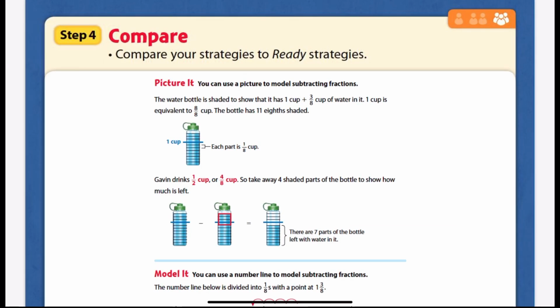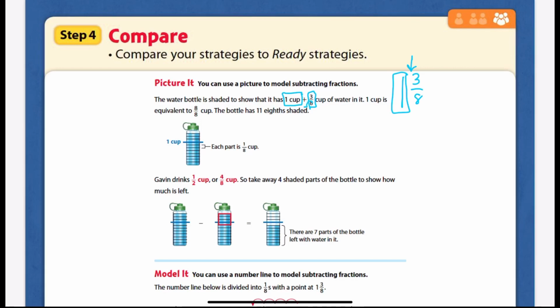All right, so let's move on and picture this problem in our head, and then look at a visual model. The water bottle is shaded to show that it has 1 cup plus 3/8 of a cup of water in it. 1 cup is equivalent to 8/8 of a cup, and the bottle has 11/8 shaded. So that is a mouthful. Again, the word problem originally says that his bottle has 1 3/8 cups in it. So it says right here that 1 cup, which is the whole 1, and then plus the 3/8 of the cup, which is the fraction part of the mixed number.